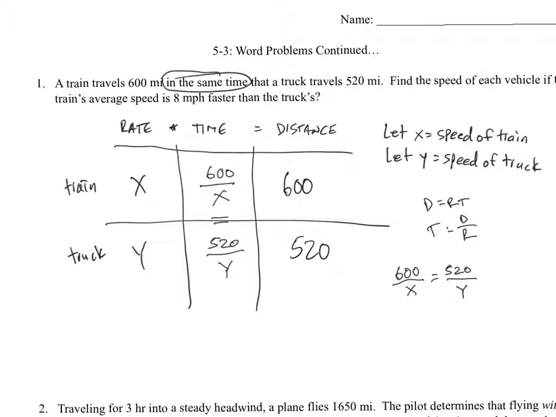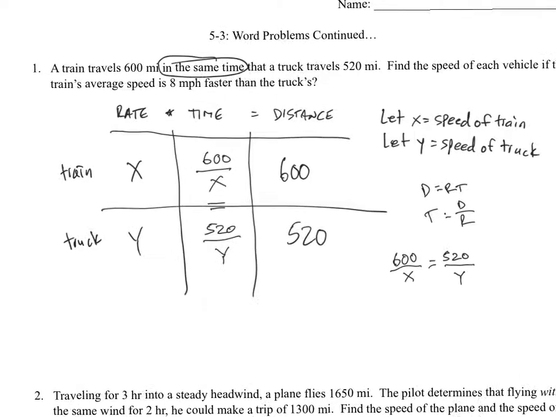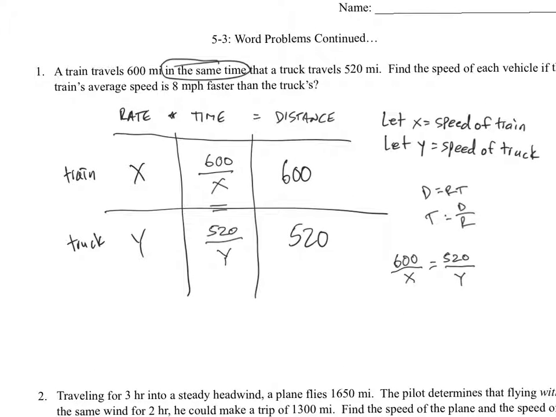Okay? Now, if you wanted to turn this into an equation that looks more like the type of equation that you're used to, what you'd have to realize is we need to multiply both of these fractions by a set of common factors. So essentially, we would multiply this by xy, and we multiply this by xy. And watch what happens when we do that. We get 600xy over x equals 520xy over y.